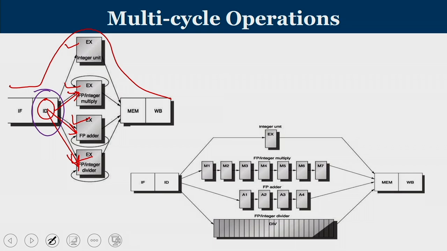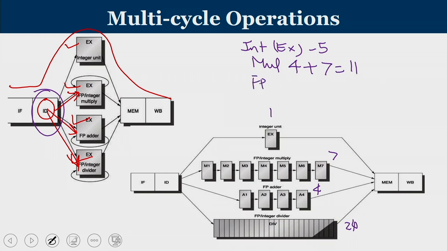Looking deeper into this, the EX stage will take only one cycle, whereas if it is a multiplier, it is going to take 7 cycles exclusively for execution, 4 cycles for adding and 24 cycles for division operation. So if it is a normal integer operation that makes use of the EX unit in the pipeline, then it will get over in 5 cycles. If it is a multiplication operation, then conventionally we have IF, ID, MEM and write back, those four stages, plus another seven stages of multiplication, which makes a total of 11. If it is floating point add or sub, then apart from the normal four, another four cycles are required, making it 8.